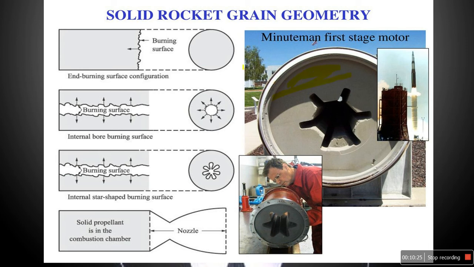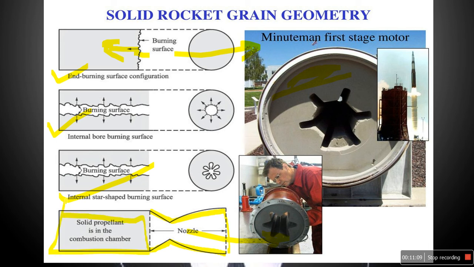There are different types of shapes, and the figure shows how the burning surface burns. As the arrow shows, it burns in one direction only, and the reaction force is there, that is Newton's third law. The burning areas are shown by the arrows: the internal boring surface, the internal star shaped burning surface, and the end burning surface. At the end is provided a convergent divergent nozzle, where the subsonic velocity is converted into supersonic velocity. This is the combustion chamber.